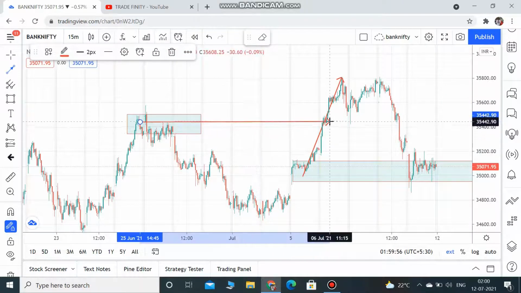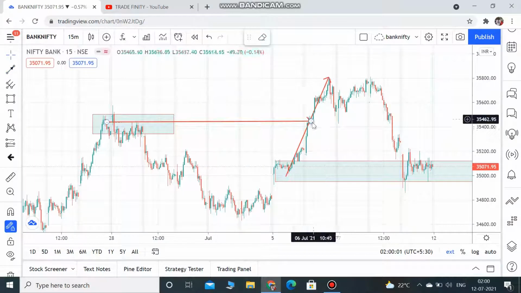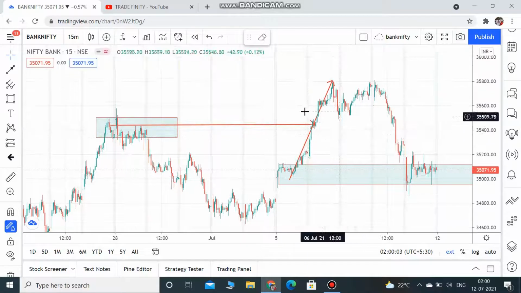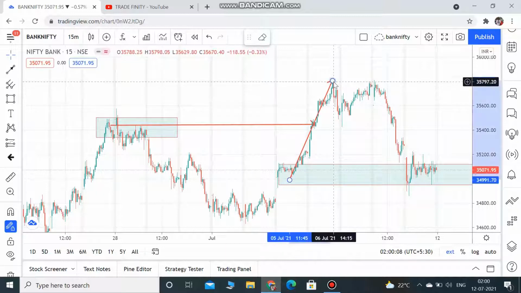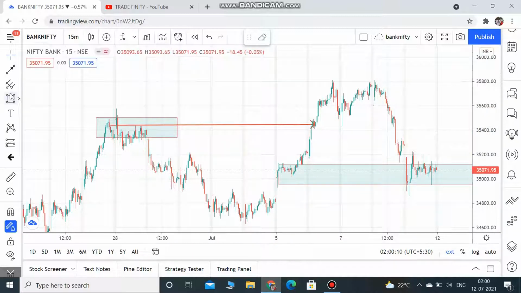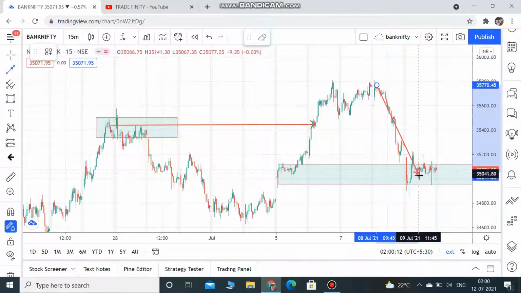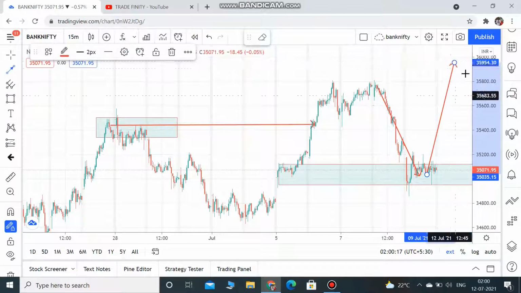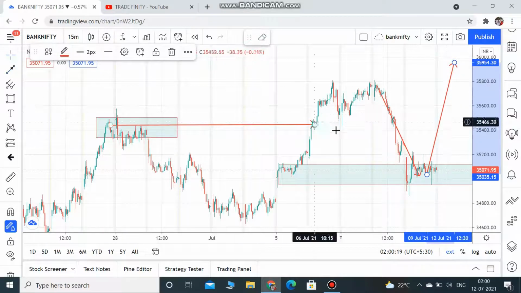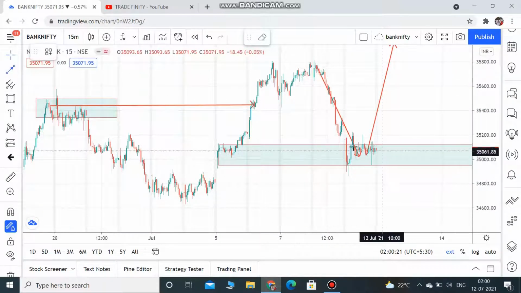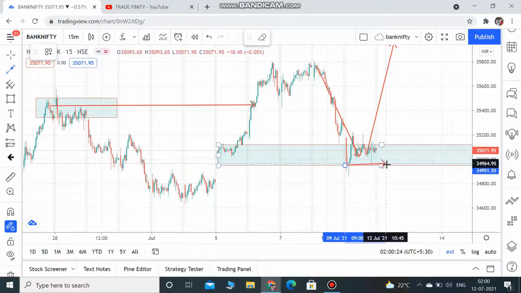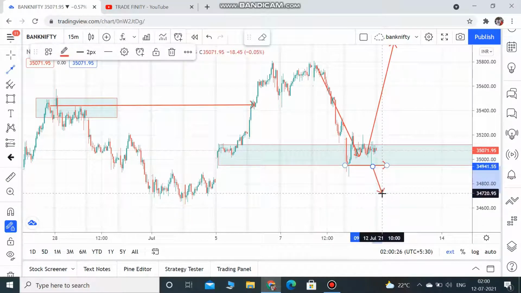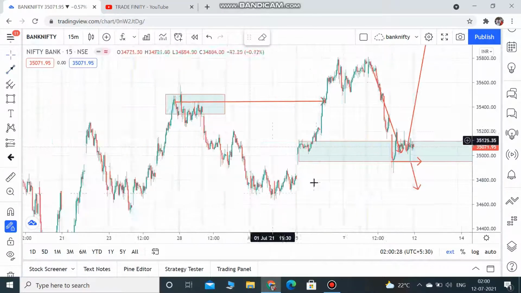See, if you mark like this, it has broken the structure without any fluctuation. So the buyers were very strong here, so it broke the structure. So what the market does is, it comes back, it takes fluctuation here and goes back if it is a reversible trade, or if it wants to continue, it will give a confirmation to go below this and then fall down.